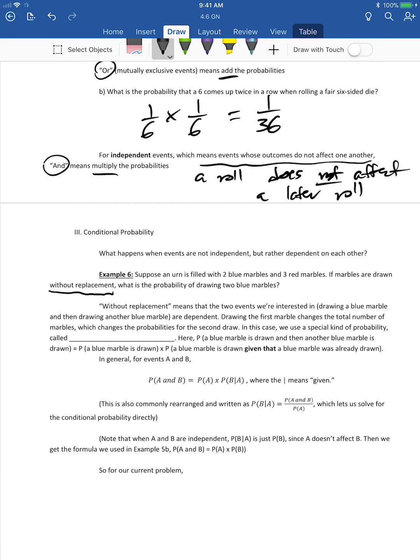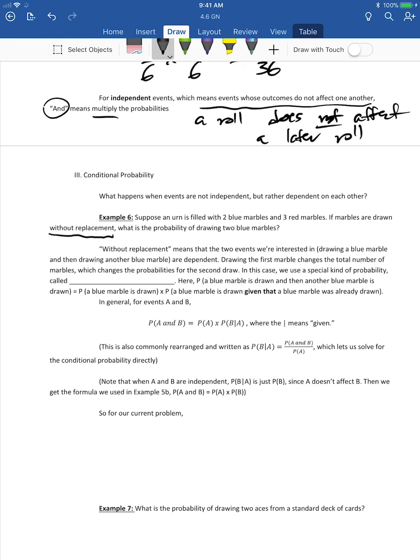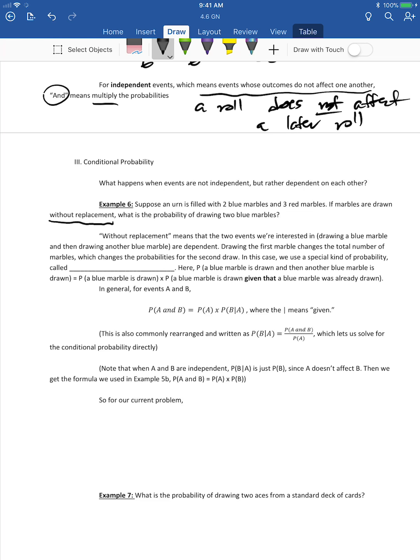These events are dependent on one another. One marble draw is affecting the next one. It's changing the probabilities of what comes next. That means that we need a special kind of probability, and we call this conditional probability.